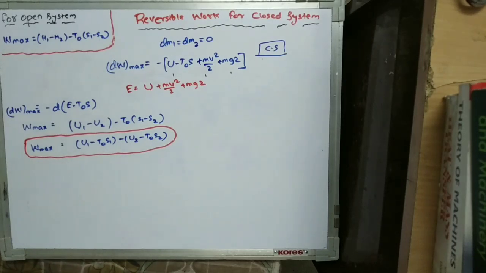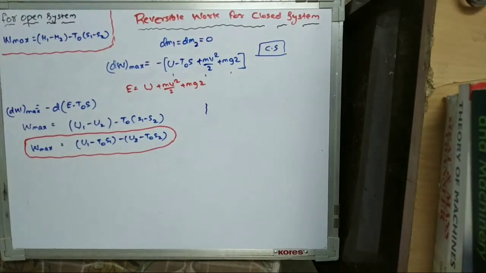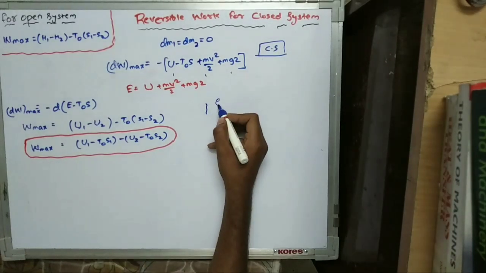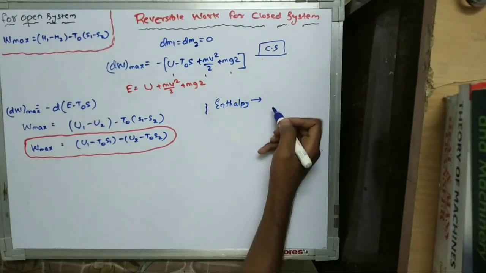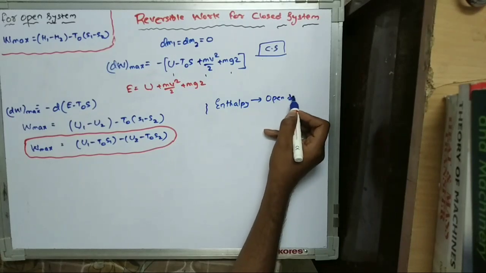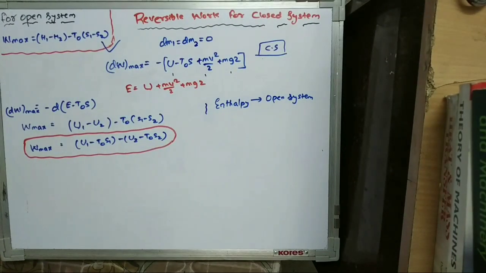Now how can we remember this? Whenever there is a question related to an open system, suppose there is a turbine, a compressor or a heat exchanger, then we always take the formula for an open system, because there is a term called enthalpy. Enthalpy is energy related to an open system. So remember, whenever there is an open system in the question, apply this formula. When the kinetic energy and potential energy are neglected, this formula for reversible work will be applied.